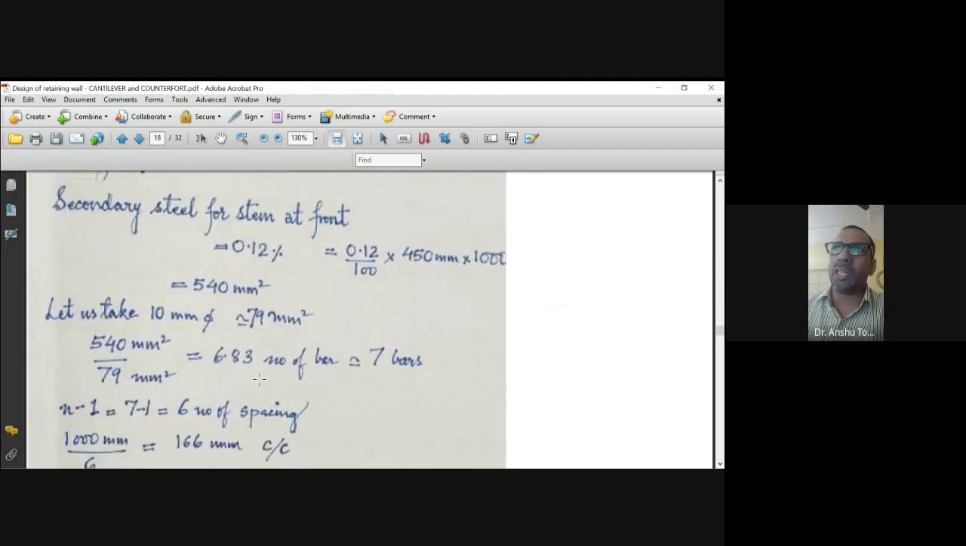So distribution steel is only going to be 0.12% of the gross area, that is your thickness and the per meter length, that is per meter length across in the third direction. And thickness you can take average also.